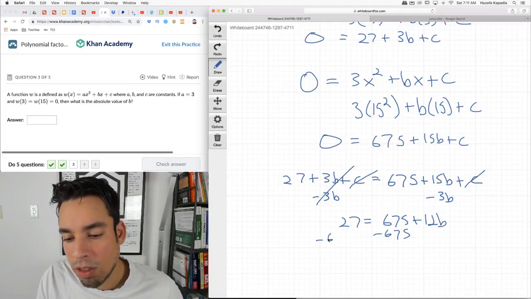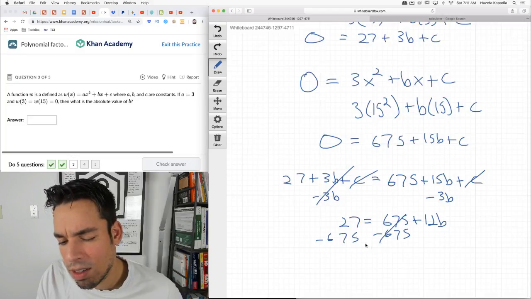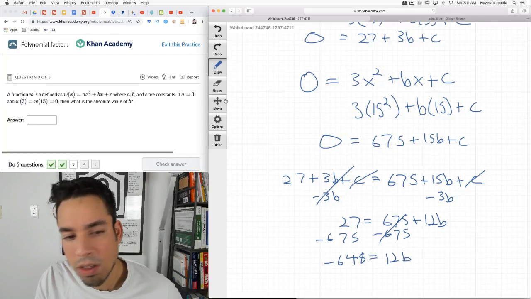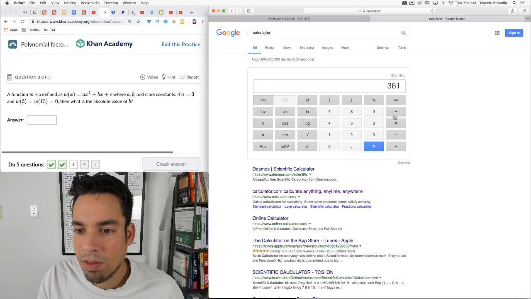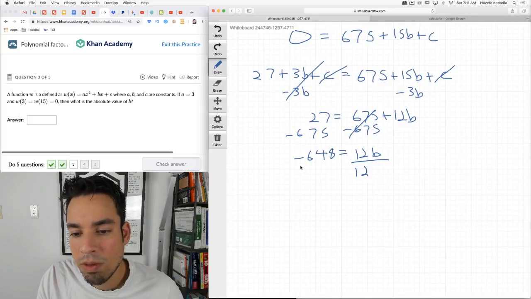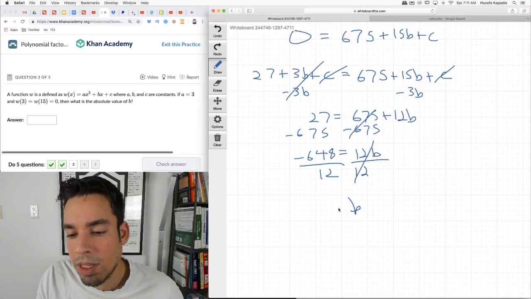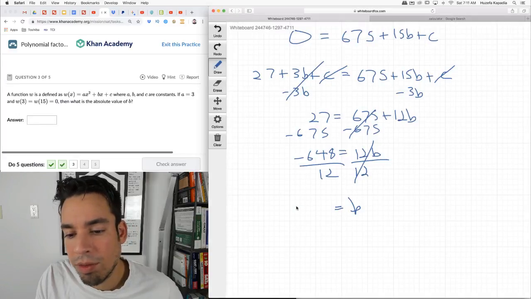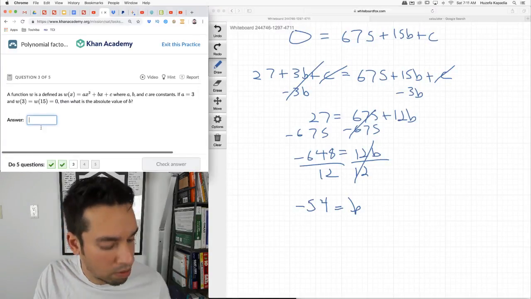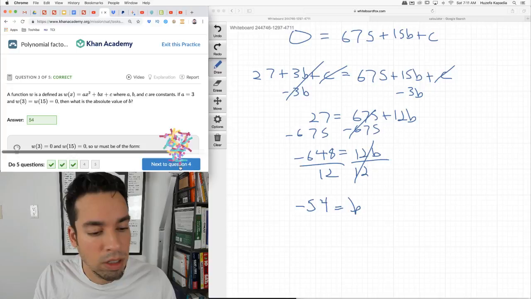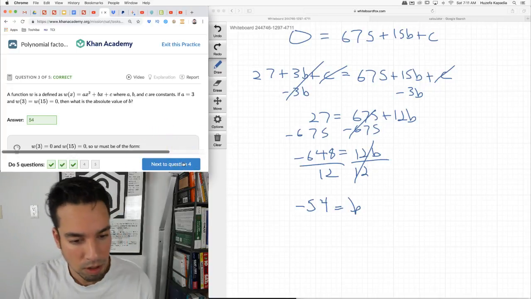This is a calculator question. I might use it here. Let me think about it. 48, but I'll just double check. 675. Okay, and then we're going to divide both sides by 12. B equals negative 54 in this case, but they want the absolute value, so it's just positive 54. Because on the real SAT, you're not supposed to ever have a negative in the grid-ins. Okay. There we go.